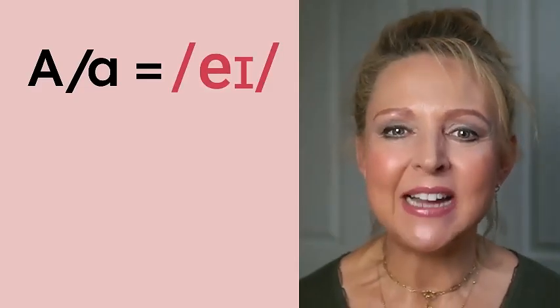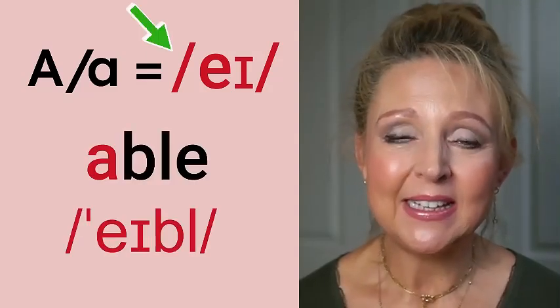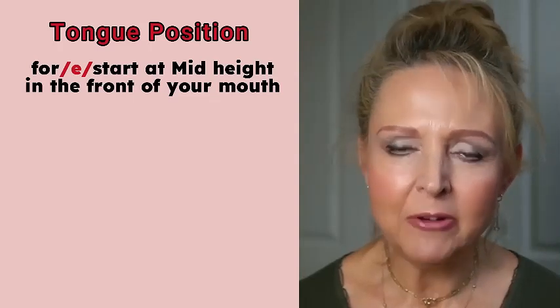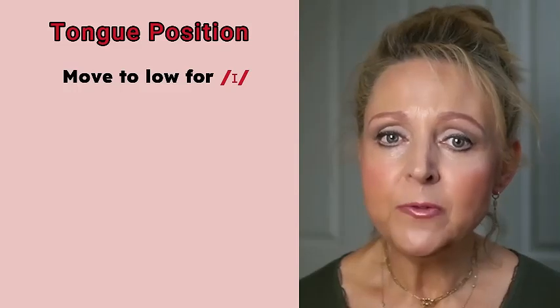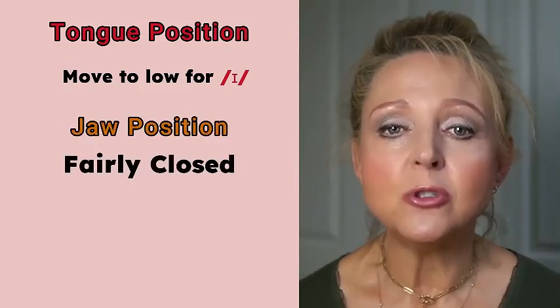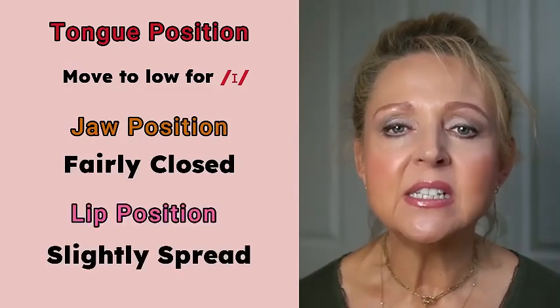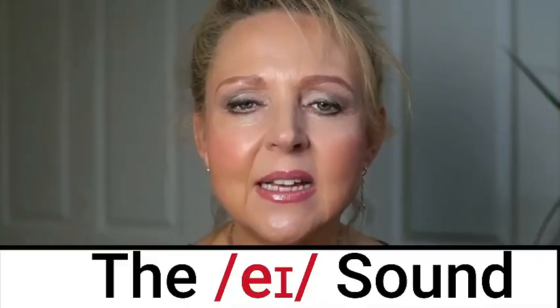Now for the letter A, pronounced as the A sound, as in the word able. A is another diphthong where the e and I glide together. So for e, your tongue should start at mid-height in the front of your mouth and your jaw should be in a neutral position. Then move the tongue to a low central position for the I sound, with your jaw finishing in a fairly closed position with the lips slightly spread like this. A.